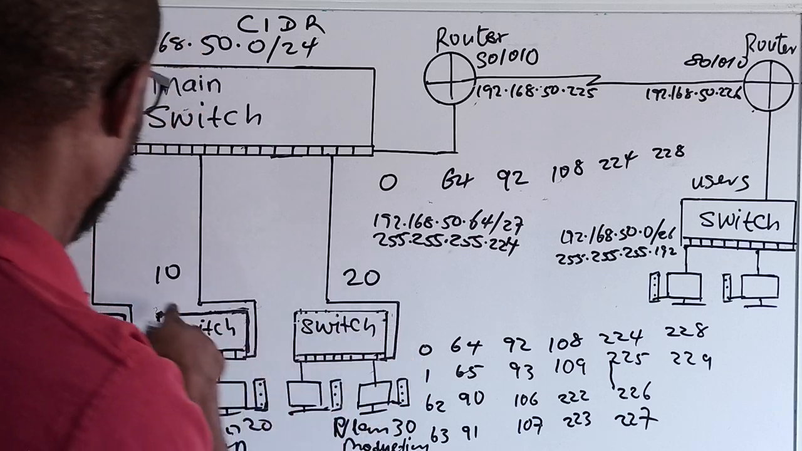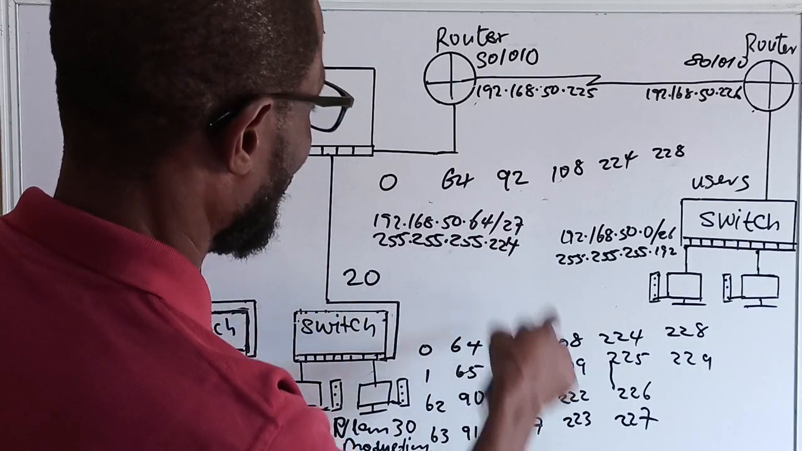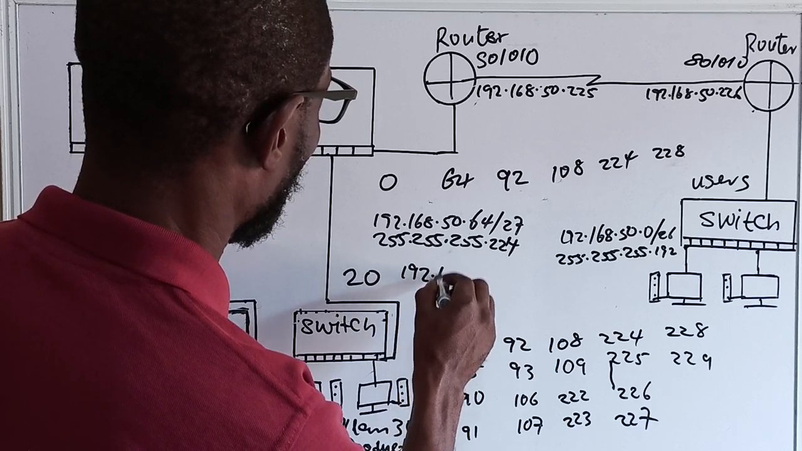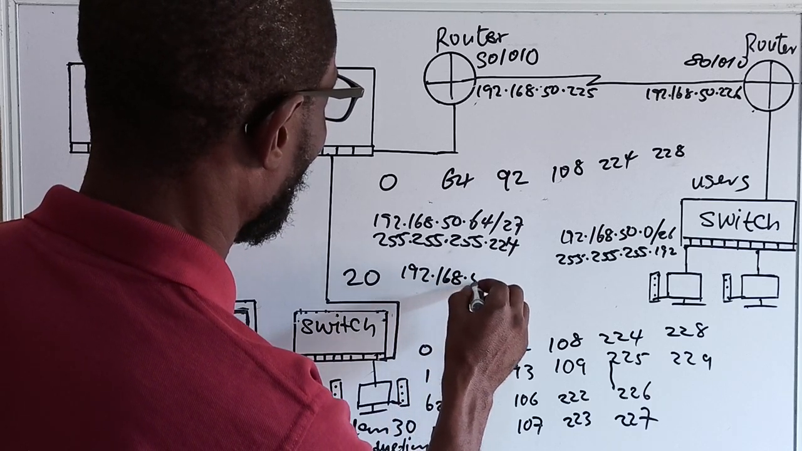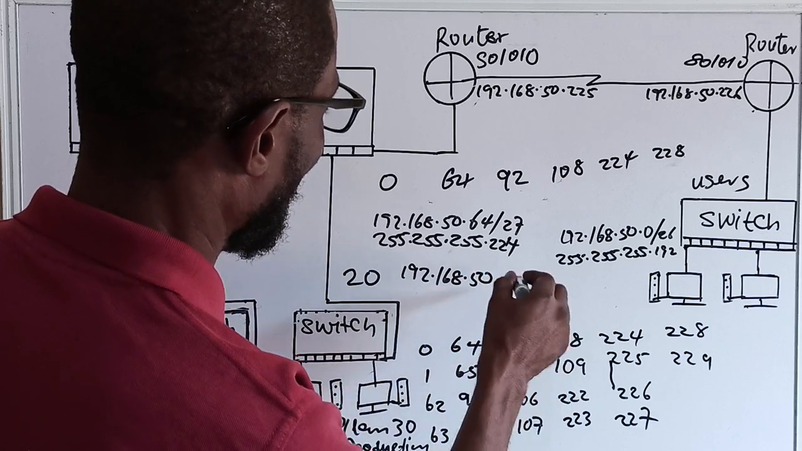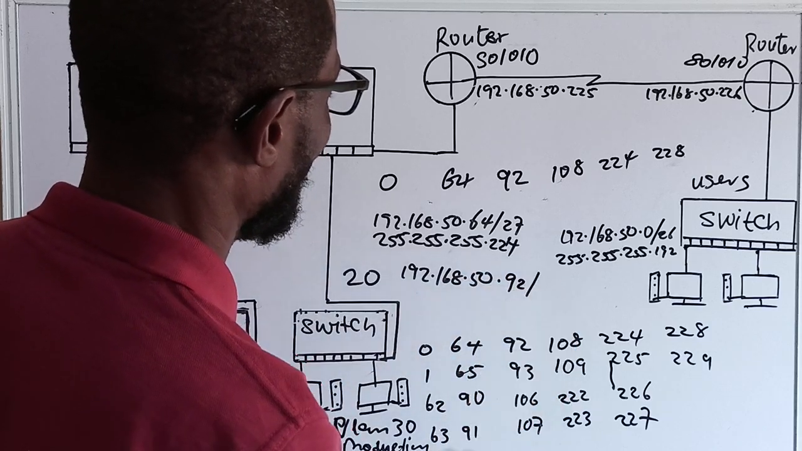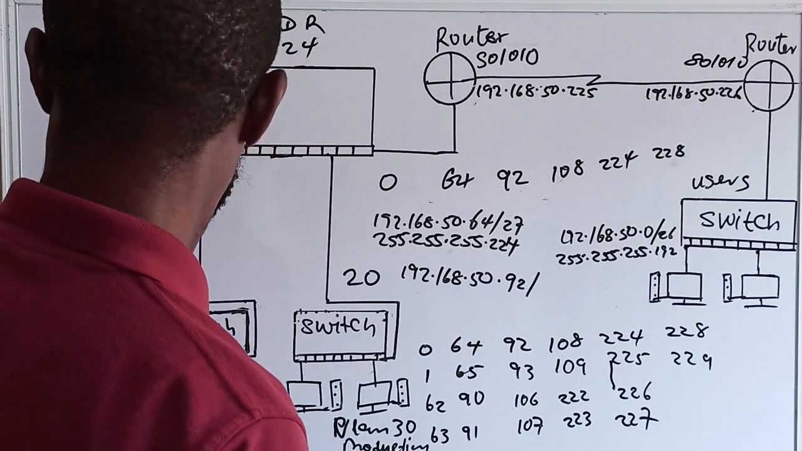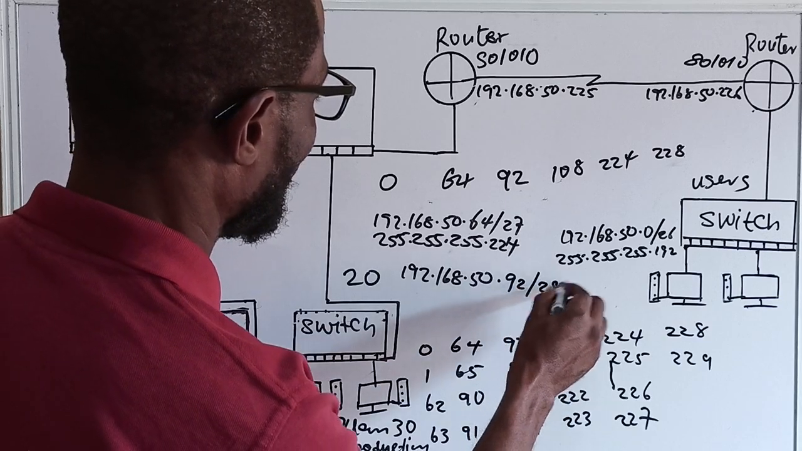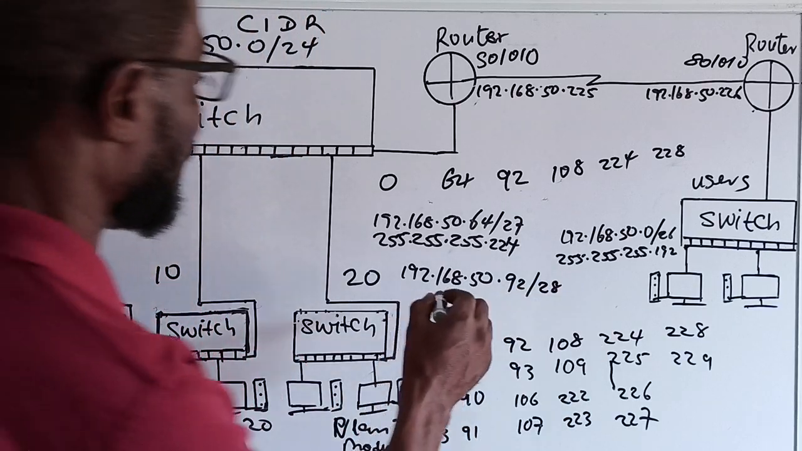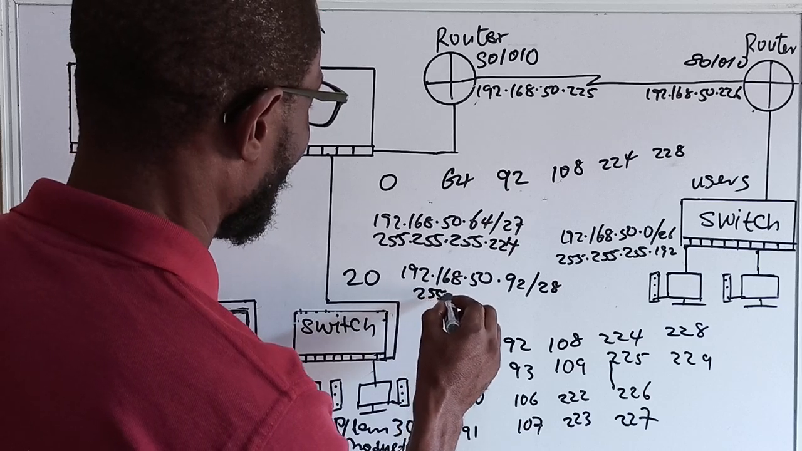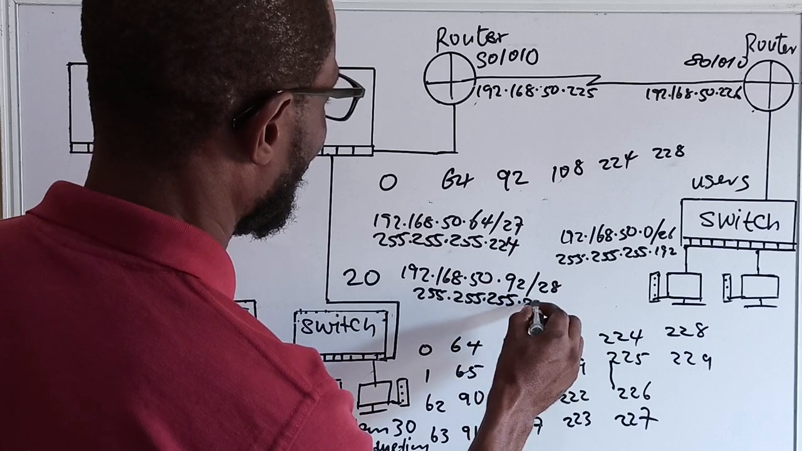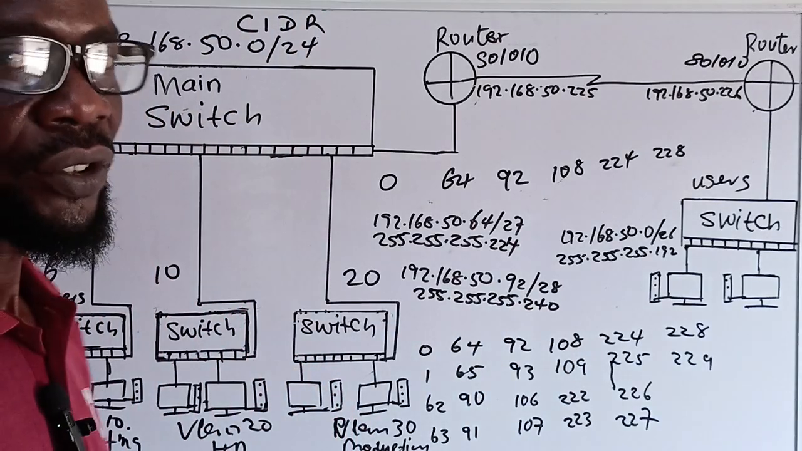Now which one is for the 10 users? This one. We come here: 192.168.50.96 with a /28, yes, 28 bits, which is 255.255.255.240. You can see different subnet masks.